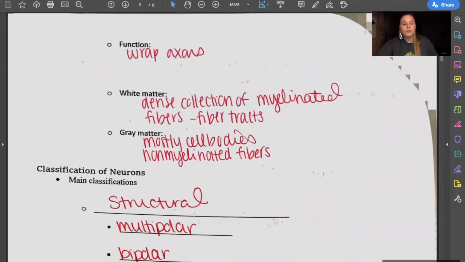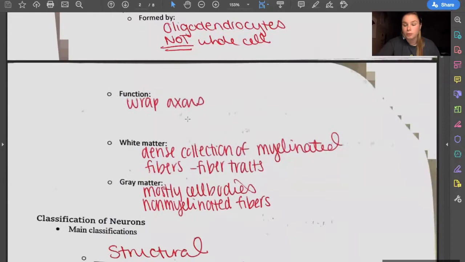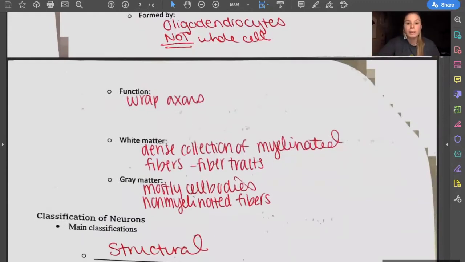Okay, so we have white and gray matter when we're talking about the central nervous system, which is our brain and our spinal cord. White matter is a dense collection of myelinated fibers and fiber tracts. So it makes sense that white matter is lots of myelinated fibers, lots of lipid and protein heavy wrapped fibers, which gives it that white character. And then gray matter is mostly cell bodies or non-myelinated fibers.